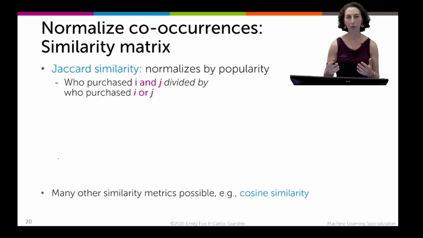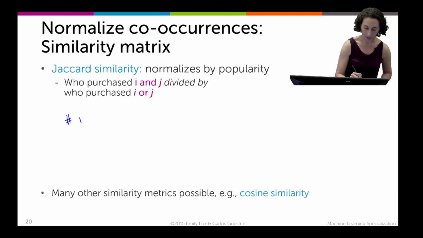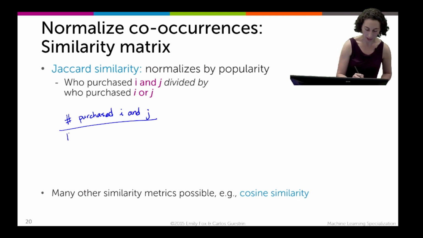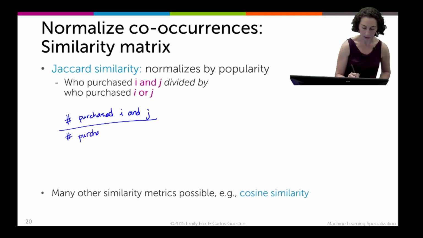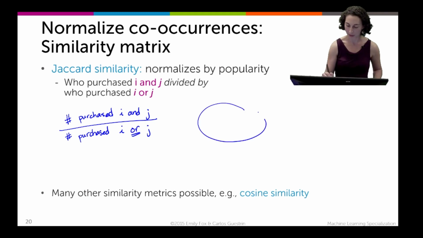Well, in this case, this is a very similar notion of accounting for a very popular item. And the way it works is pretty intuitive. We're just going to count the number of people who purchased some item I and some item J. And that's what our matrix had before. So those are our raw counts. We're going to normalize by the number of people who purchased either of these items, so the number who purchased I or J. And so a simple Venn diagram explains this very clearly.